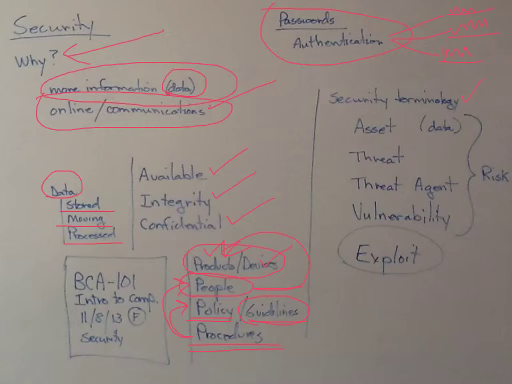Security terminology, we ran through this. We talked about an asset, something that has value. In this class we're talking about data. Is there a threat to the asset? Is there something that could happen to it? Is there a threat to our data? Is there somebody that can carry out the threat? And then this is a measurement. How vulnerable are we? Little chances of it happening, big chances of it happening.